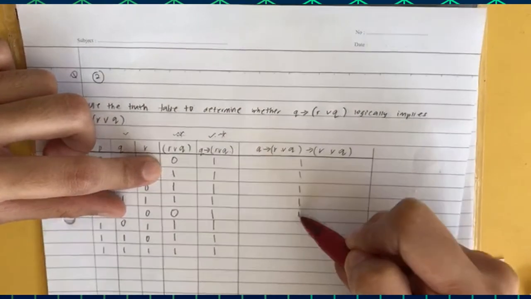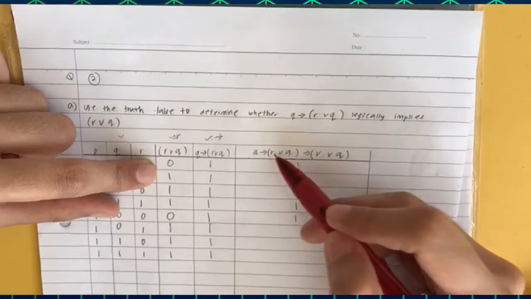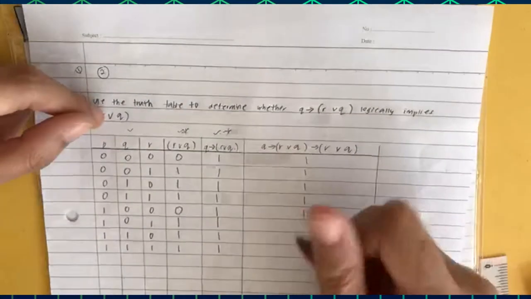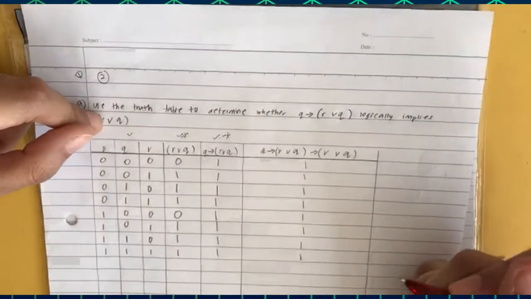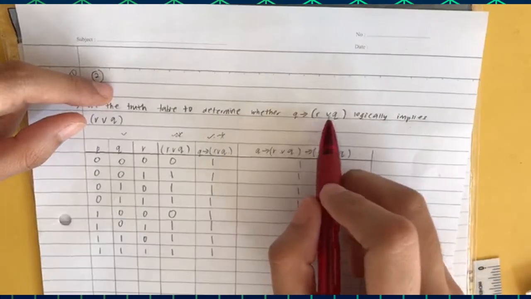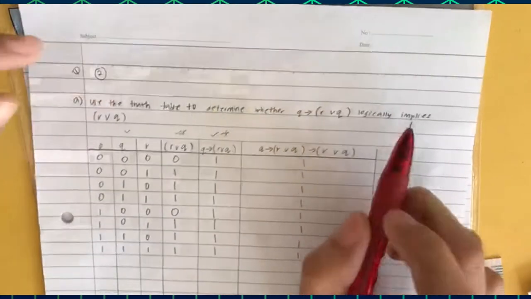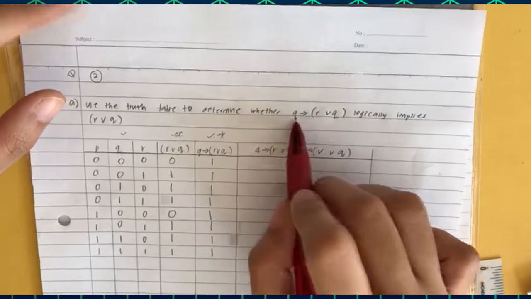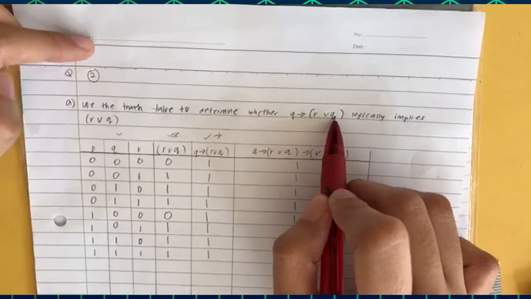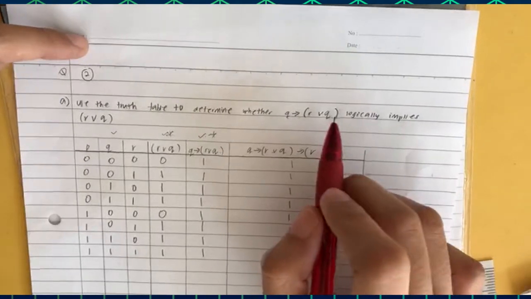So all of the values for Q implies R or Q are 1. Since Q implies R or Q is a tautology, Q implies R or Q is logically implied.